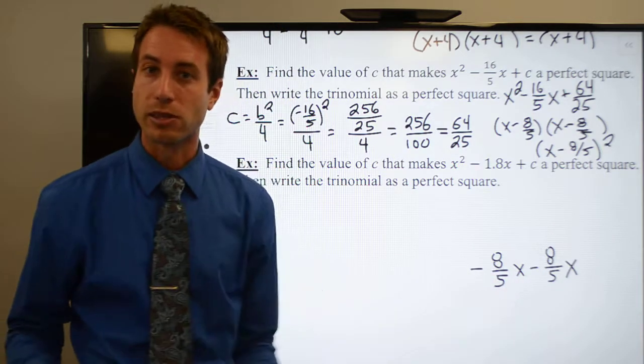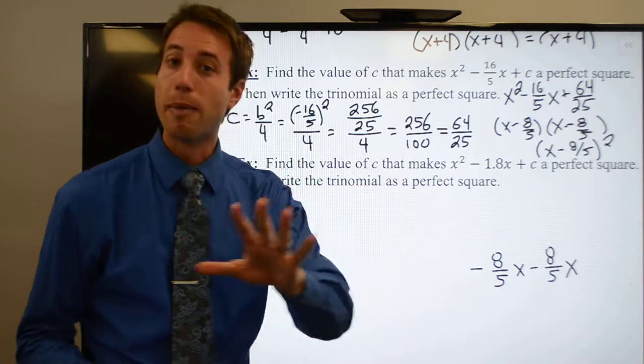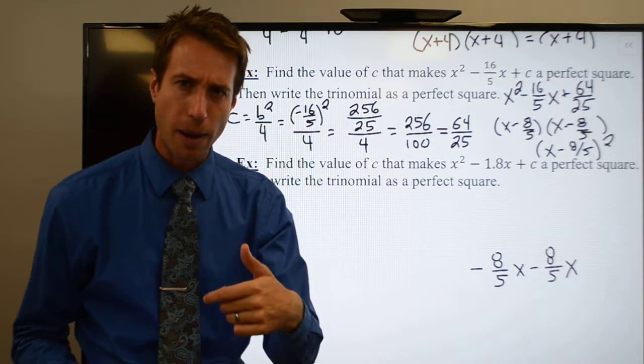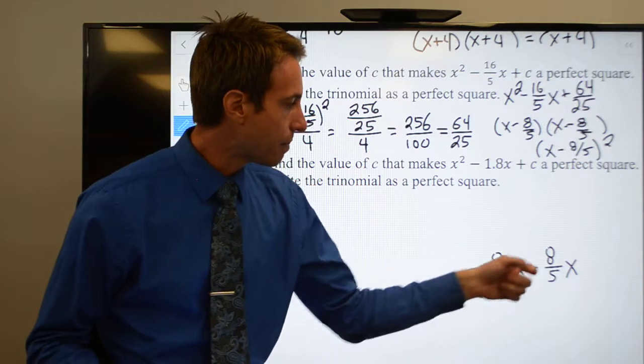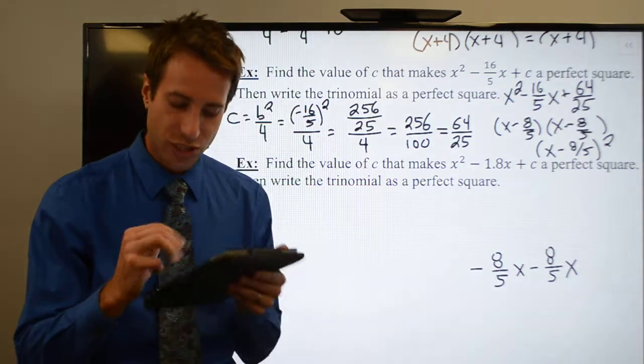Well, they're fractions, so add them up. Remember, to add and subtract fractions you need a common denominator, which I already have. So it would just be a negative 8 minus 8, which is negative 16.